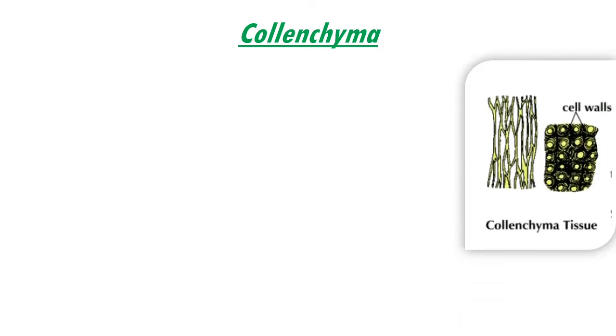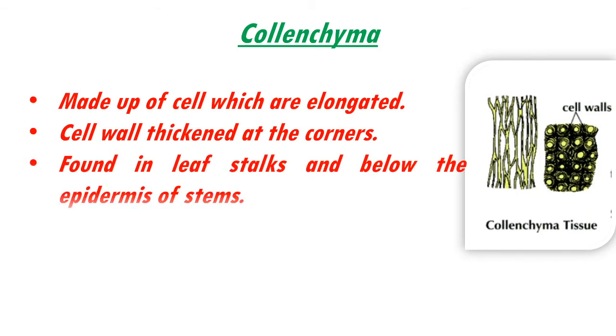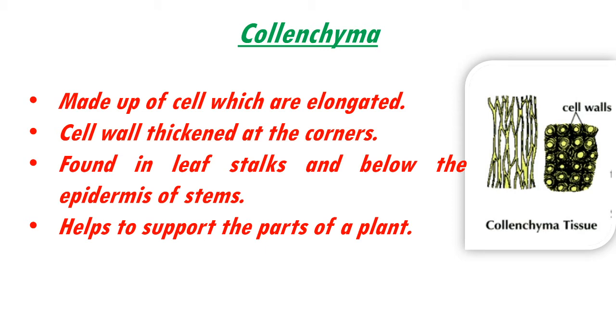Next supporting tissue is collenchyma. Cells of collenchyma are elongated. The cell wall is thickened at the corners. These are found in leaf stalks and below the epidermis of stems. It helps to support the parts of a plant.